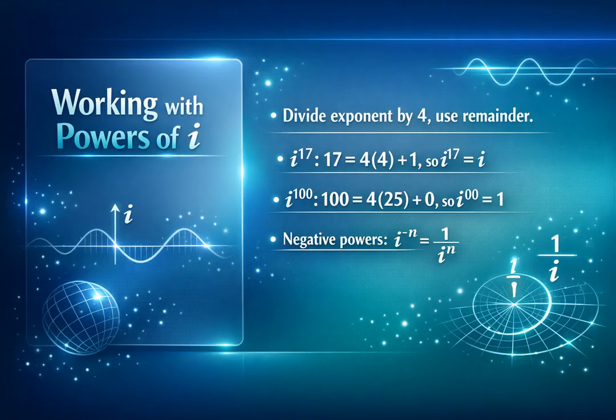To find powers of i, divide the exponent by 4 and use the remainder. For i to the 17th power, 17 equals 4 times 4 plus 1, so the remainder is 1, giving i. For i to the 100th power, 100 equals 4 times 25 plus 0, so the remainder is 0, giving 1. For negative powers, i to the minus n equals 1 over i to the n.